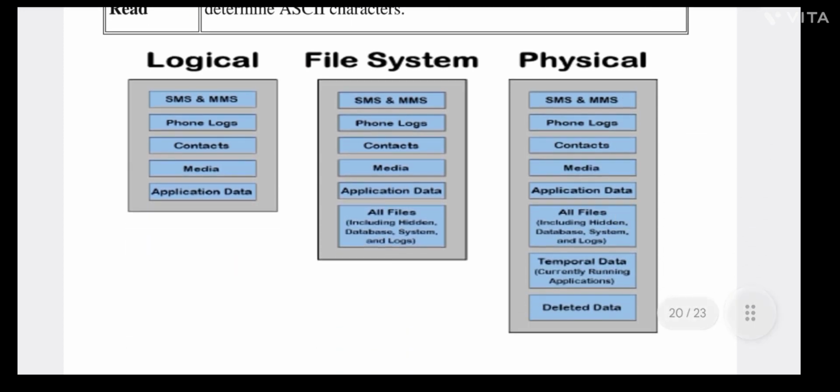And then here, in logical you can see we can get data such as SMS, MMS, phone logs, contacts, media, and applications. Media means pictures, videos, and files, okay. Then file system has SMS, MMS, phone logs, contacts, media, application data, and all kinds of files such as hidden database, system, and log files. Okay. Then physical extraction is basically the combination of logical and file system. So we can have the logical data and file system extracted data here, with extra data such as deleted data. So SMS, MMS, phone logs, contacts, media, application data, all files, temporary data, and deleted data we can recover through physical extraction.